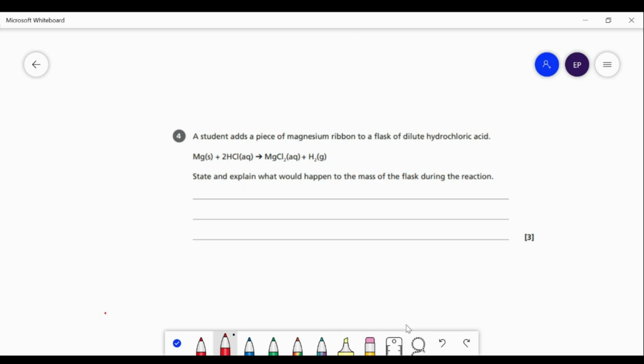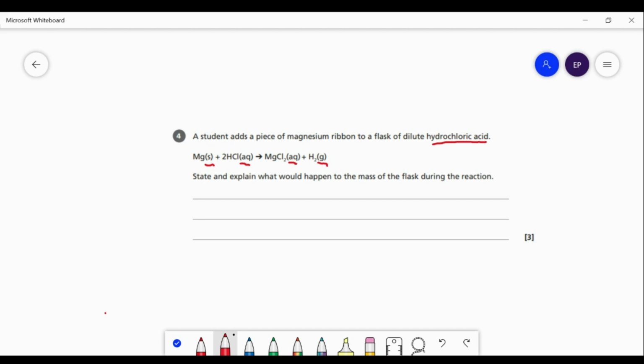A student adds a piece of magnesium ribbon to a flask of dilute hydrochloric acid. And the equation is given. So magnesium, which is a solid, reacts with 2 lots of hydrochloric acid, and all acids will be aqueous, they're dissolved in water, to form magnesium chloride, which is a soluble salt, so that's also aqueous, and hydrogen, which is a gas.